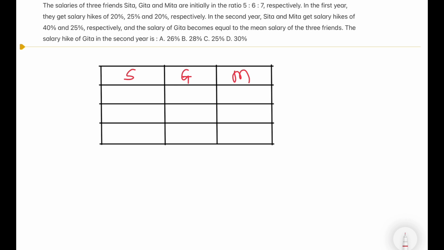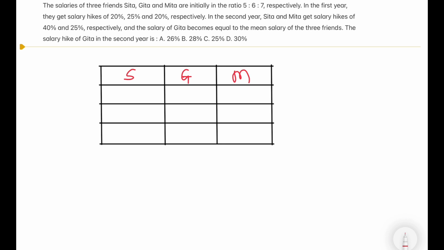Alright, so let's read this question. The salaries of three friends, Sita, Gita and Mita, are initially in the ratio of 5, 6 and 7 respectively. In the first year, they get salary hikes of 20%, 25% and 20% respectively. In the second year, Sita and Mita get salary hikes of 40% and 25% respectively, and the salary of Gita becomes equal to the mean salary of the three friends. The salary hike of Gita in the second year is... So we have to find out the salary hike of Gita in the second year.